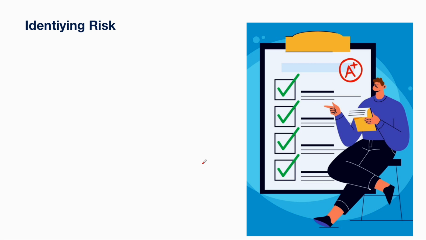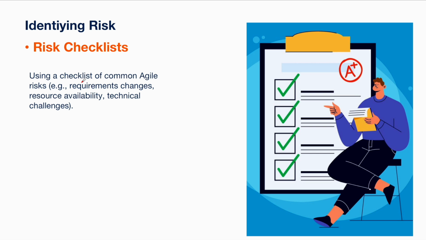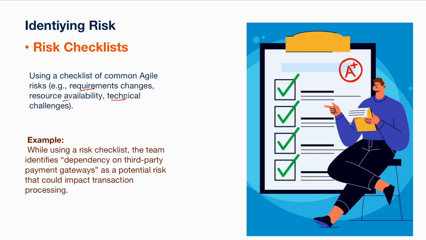Another approach for identifying a risk is using a risk checklist. Using a checklist of common agile risks such as requirement changes, resource availability, and technical challenges. For example, while using a risk checklist, team identifies dependency on a third-party payment gateway as a potential risk that could impact the transaction processing.